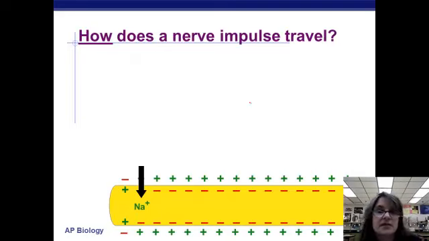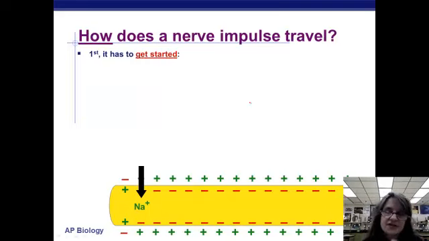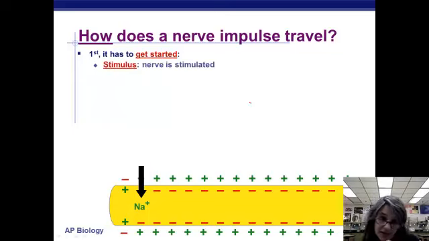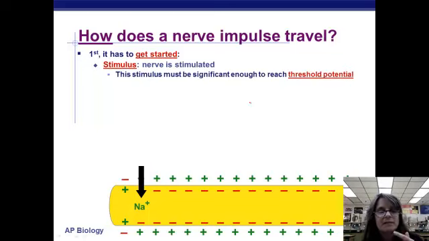All right. How does a nerve impulse travel? First thing that has to happen is it has to get started. We have to tip over the first domino. Okay? So, a stimulus, something, kitchy kitchy coo, you get tickled, whatever. A nerve is stimulated. Okay? But remember, that stimulus has to be significant enough to tip over the first domino. That means we call that meeting a threshold potential. If there is a stimulus, but it is not strong enough to tip over the first domino, then you're not going to have a nerve impulse. Okay?